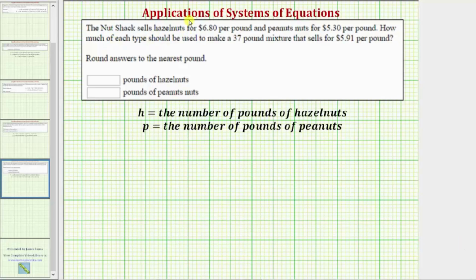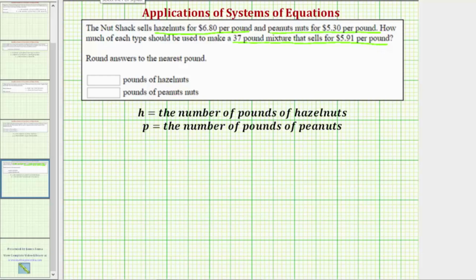The Nut Shack sells hazelnuts for $6.80 per pound and peanuts for $5.30 per pound. How much of each type should be used to make a 37-pound mixture that sells for $5.91?